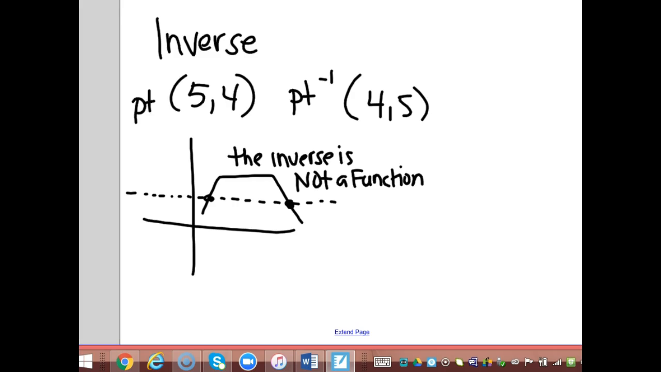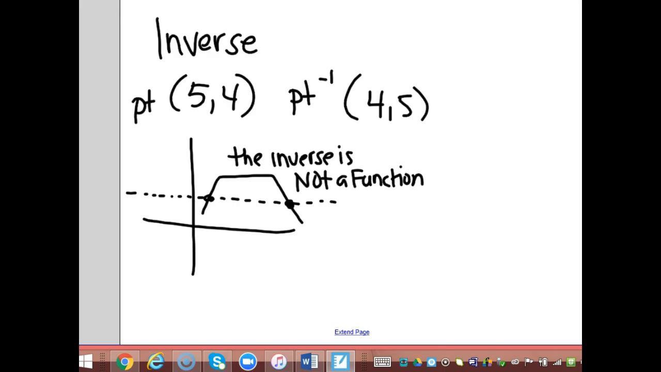Because if we were to switch these points, the picture would turn, and usually we test functions by doing a vertical line test. If we did a vertical line test on the switched one, it still would not be a function. So this is a way of taking an original picture, and if you draw a horizontal line and it touches more than once, then the inverse of that picture is not going to be a function.